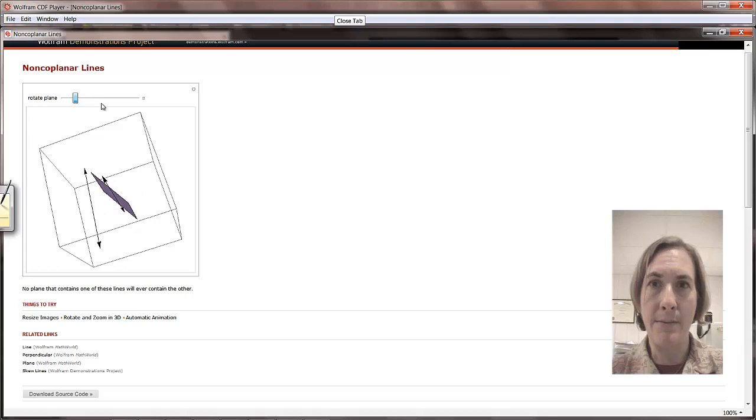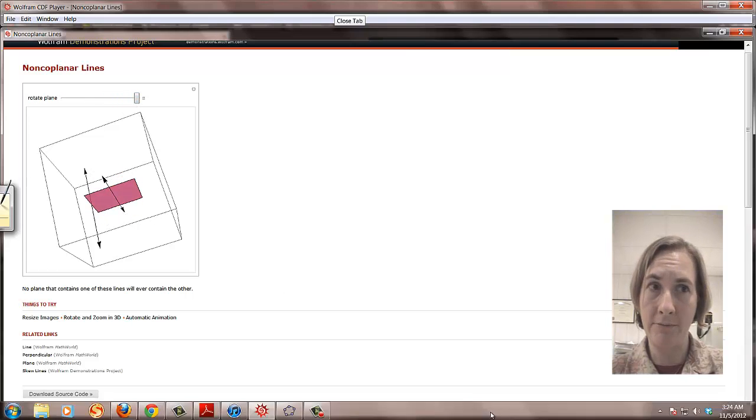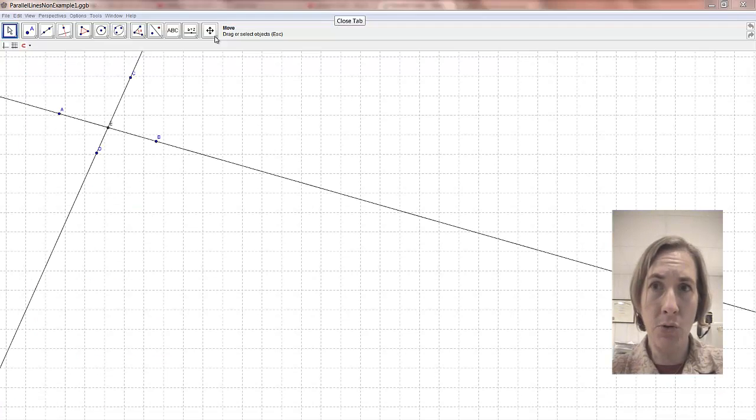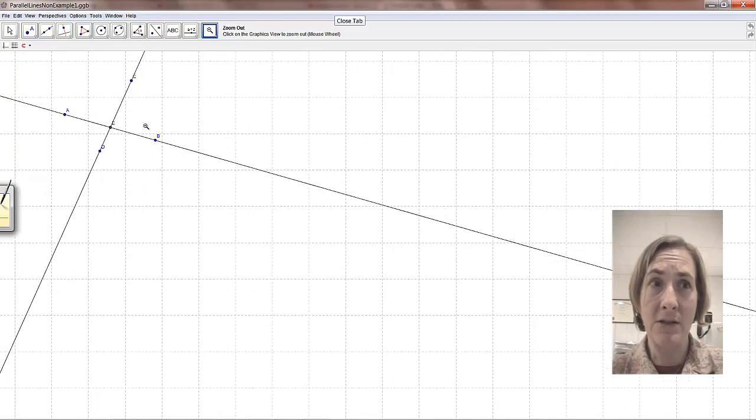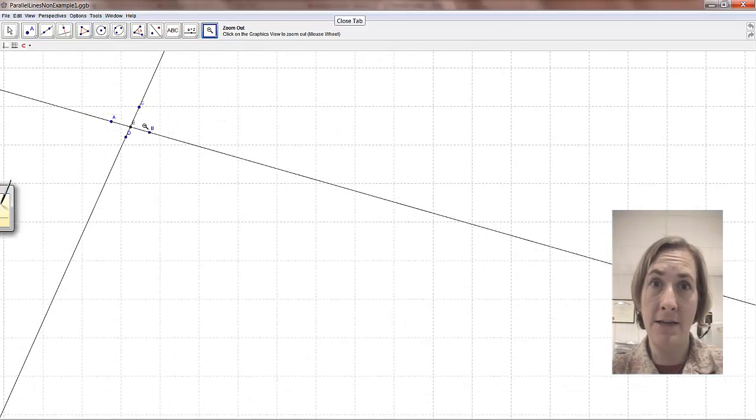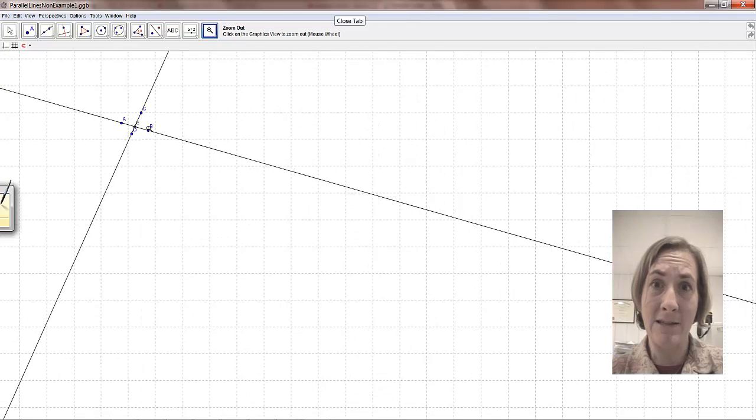Here are 2 non-examples. The first example shows 2 lines that are not coplanar. The second example shows 2 coplanar lines that have a point in common, yet the lines are not identical. Thus, these cannot be parallel lines by definition.